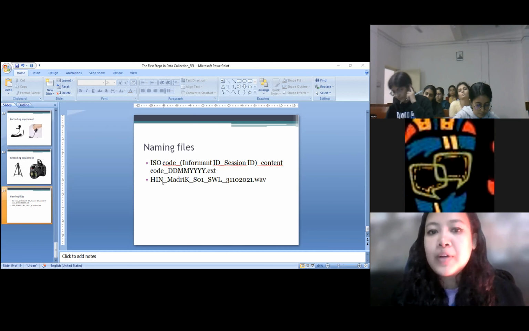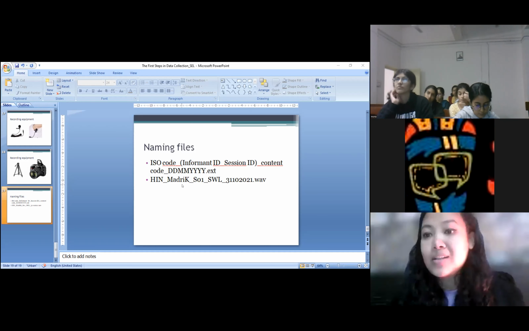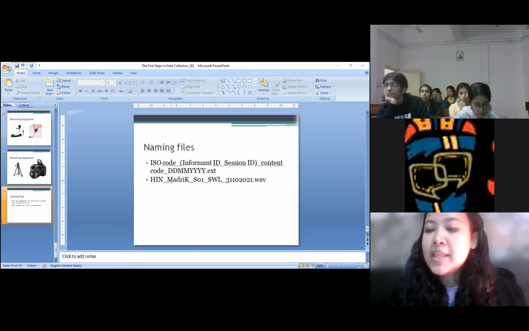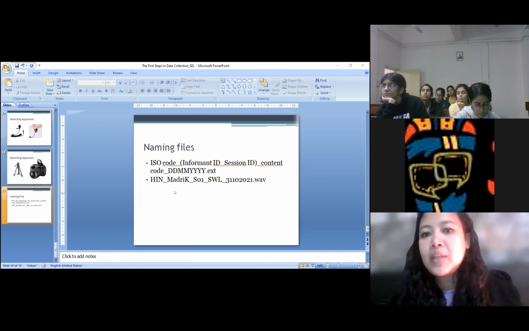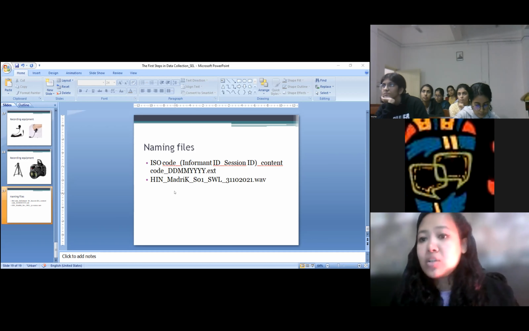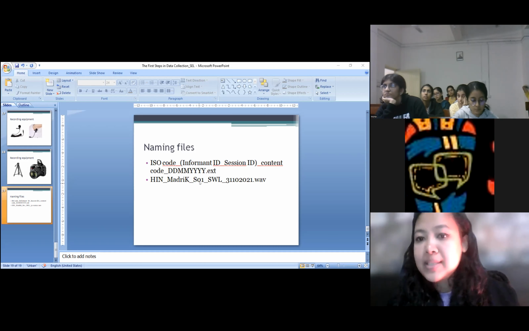Write the ISO code first, underscore, not a hyphen, not a slash, nothing else, no dots, underscores. Underscore, you will write the name of the informant. Agar aap khud informant hai, ya aap apna naam likhenge, pura naam nahi, bina space ke, initials bhi likh sakte hain. Then you give another underscore, then you name the session.